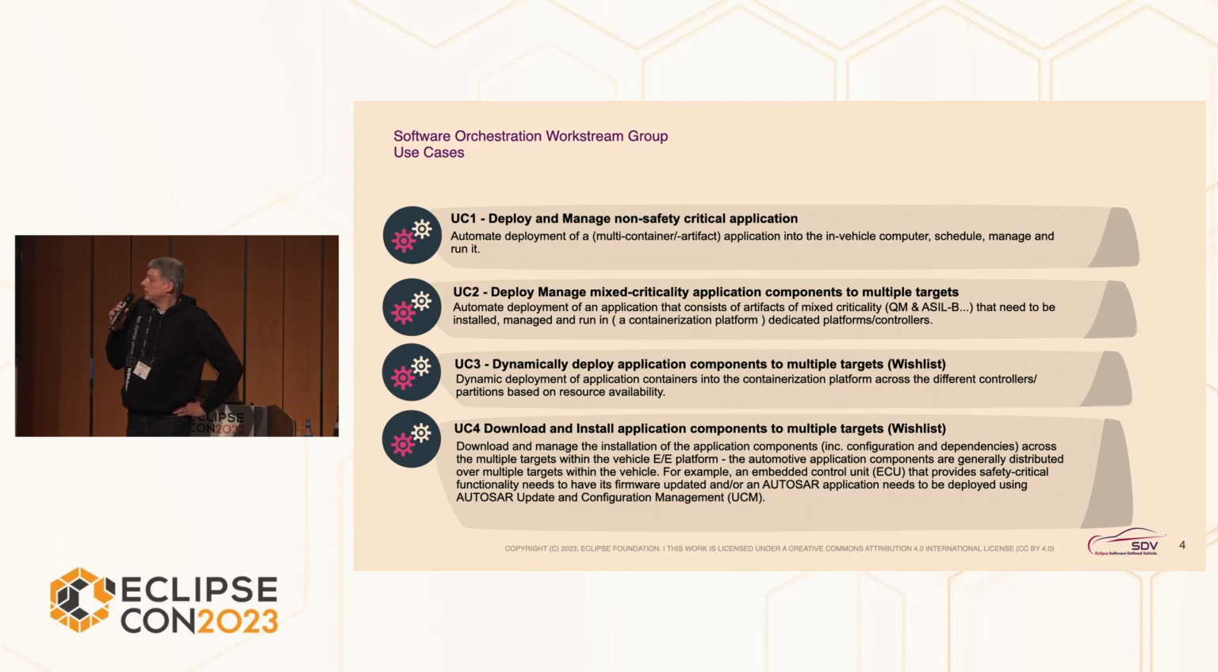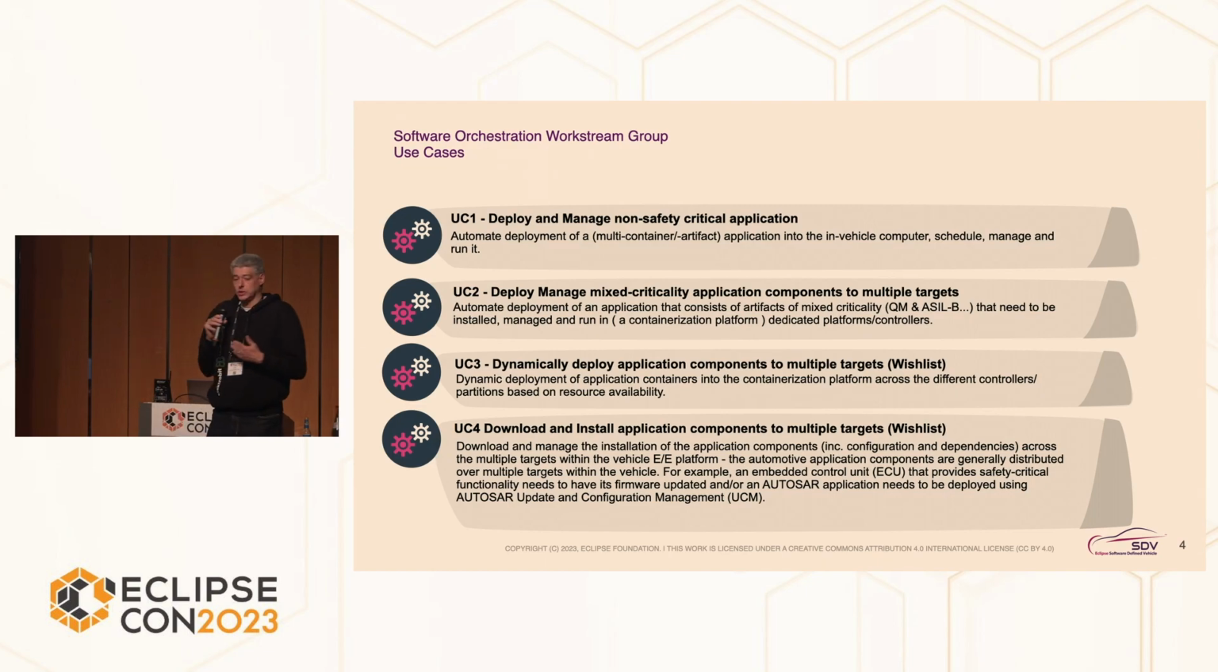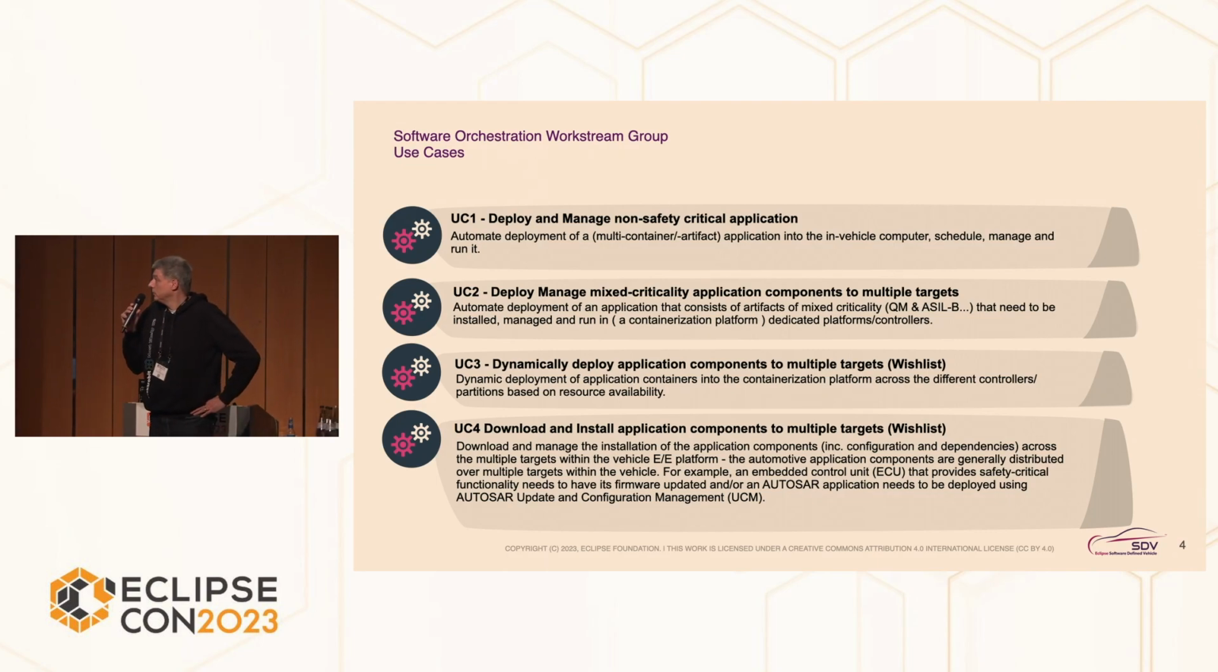The second one is deploying mixed critical safety application components to multiple targets. Usually in a vehicle we have applications of QM and ASIL, and we want to automate the deployment of an application that consists of multiple artifacts and install and run them on a containerized platform, on dedicated platforms and controllers. So that's the second use case.